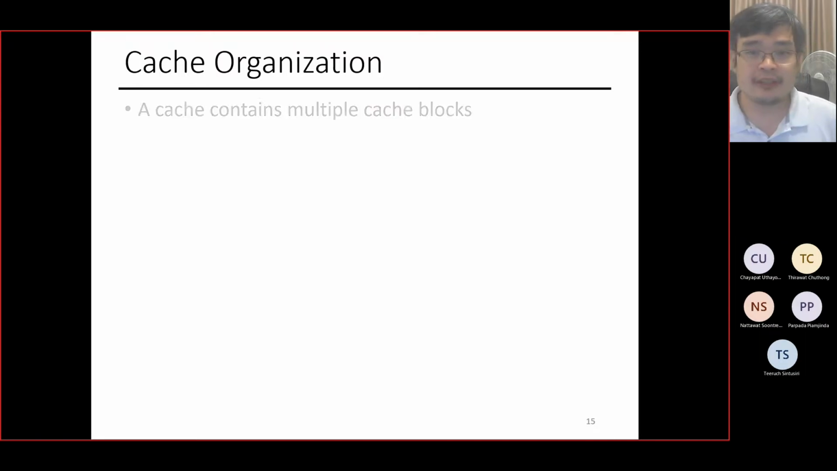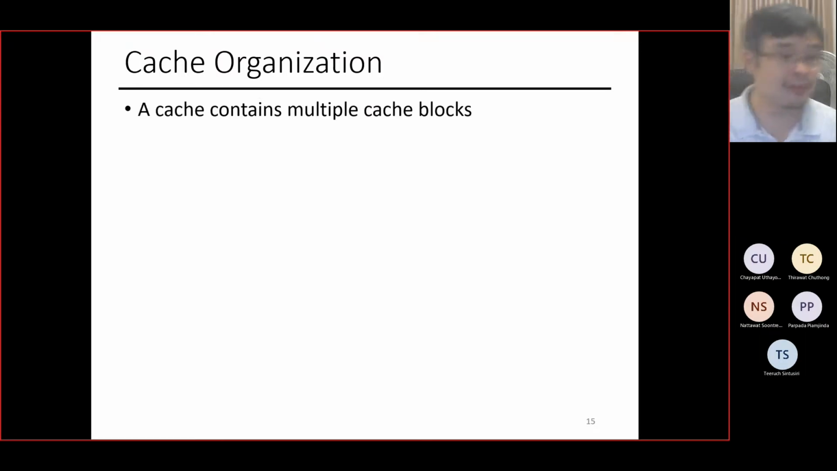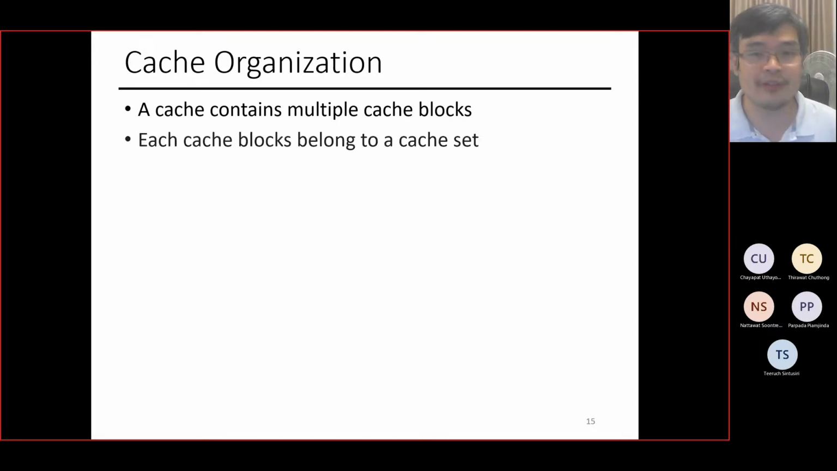So here's the organization. The cache contains multiple blocks, right? Let's say a block is 32 or 64 bytes. Your cache is likely at least 1 kilobyte of data. So you have multiple blocks in a cache. Each block belongs to a cache set. Again, look at the theater analogy. Let's say your cache is a movie theater. You can think of a cache set as the row. You can go to row A, set A, row B, set B, row C, row D.